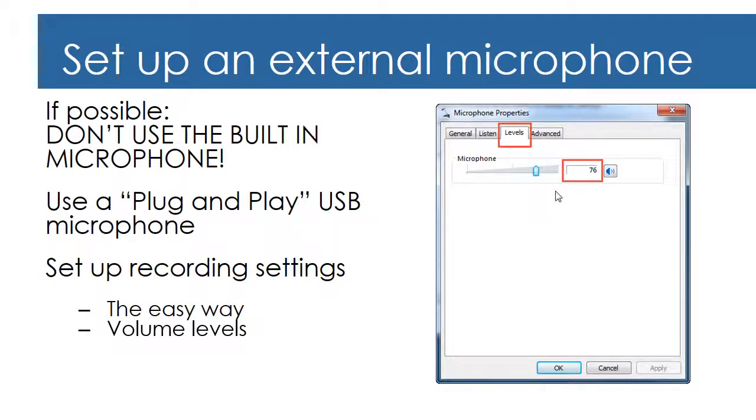Next, we have to adjust the volume levels of your microphone. When this window pops up, click on the Levels tab and then adjust your microphone settings. I tend to be in the 75% range of microphone loudness. You may want to play around with this depending on your speech, environmental noise, and other factors.